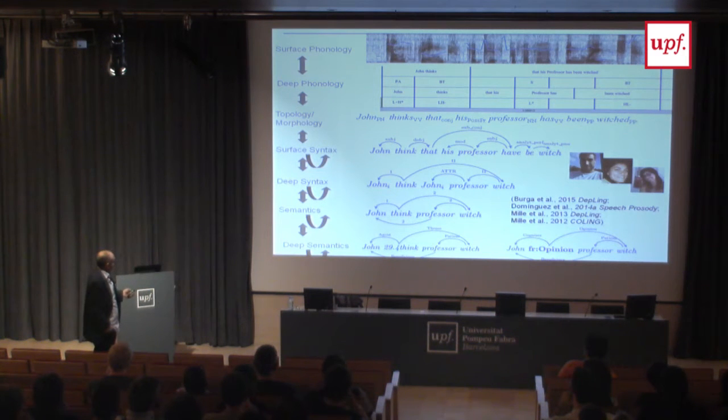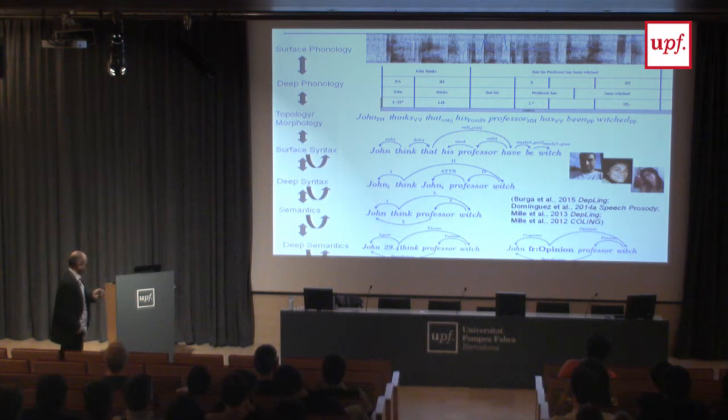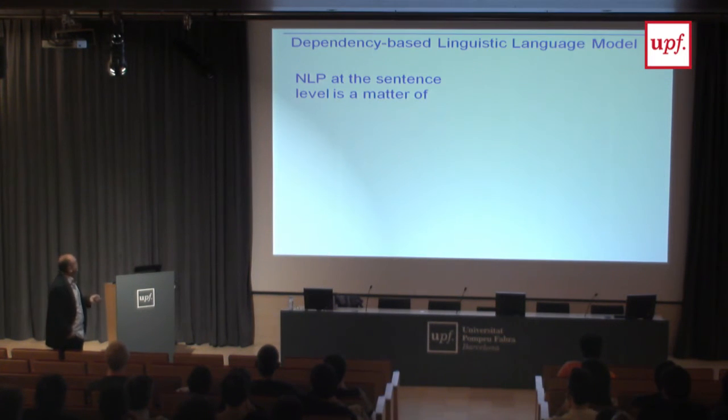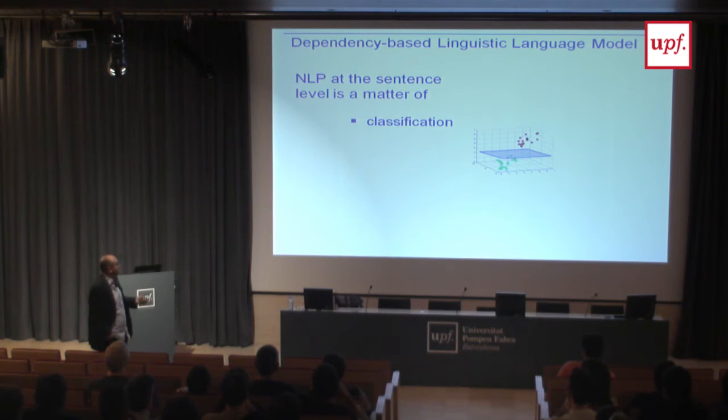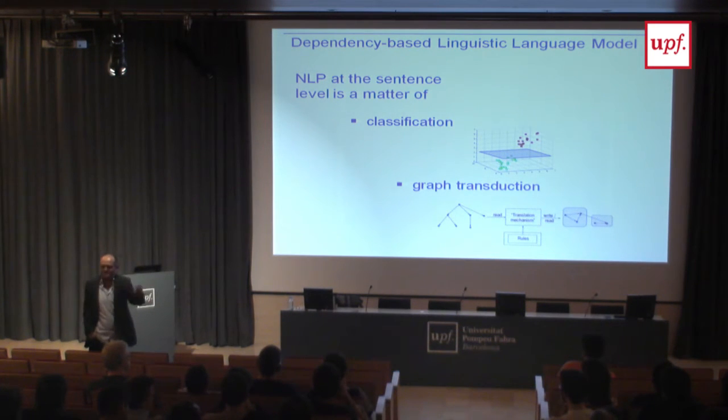And also, we can stay at the same layer. If we are doing, for example, paraphrasing, there is no need to go from one layer to another. What we are doing there is finding a mapping between two equivalent or nearly equivalent representations. Okay, and this is the whole story. In processing terms, what we're doing is classification, and what we're doing is graph transduction. These two instruments are used to do the whole processing at the sentence level.